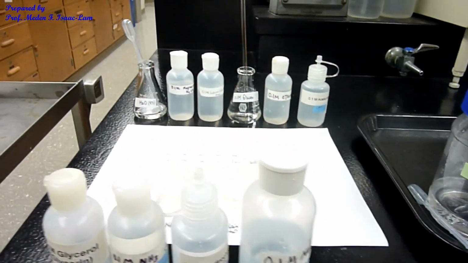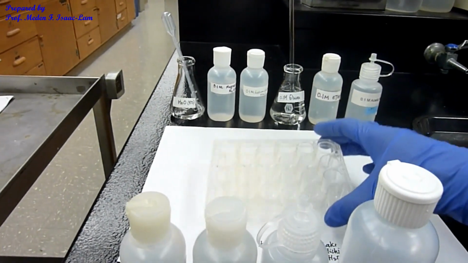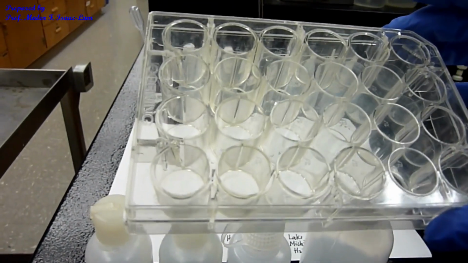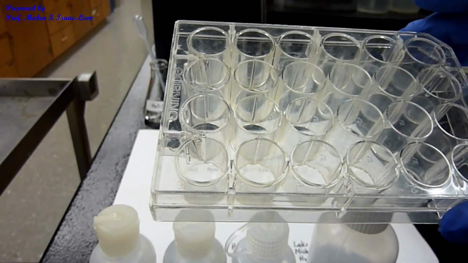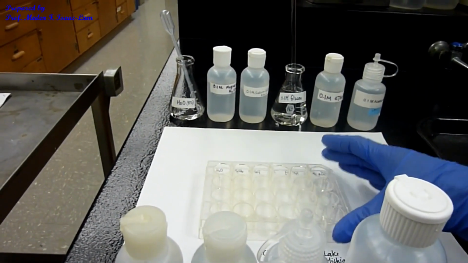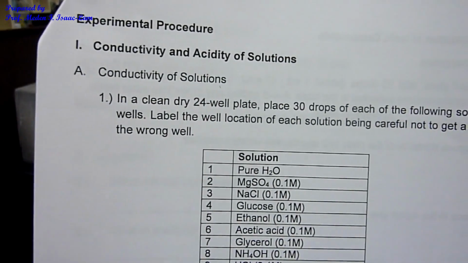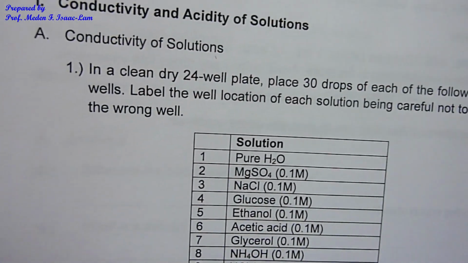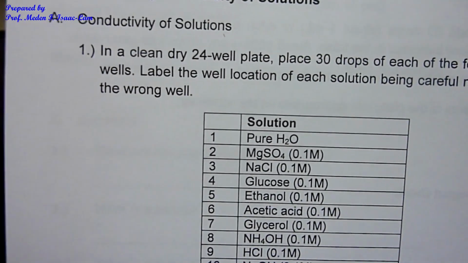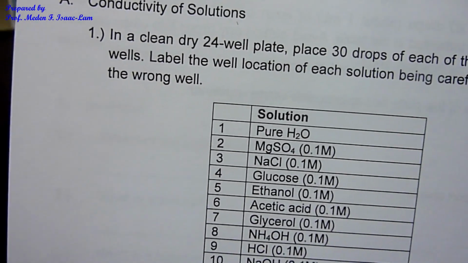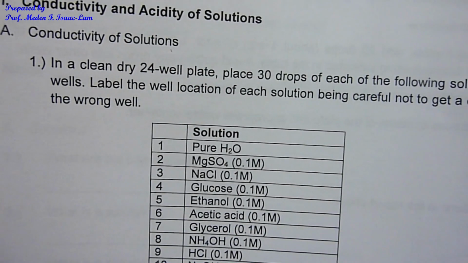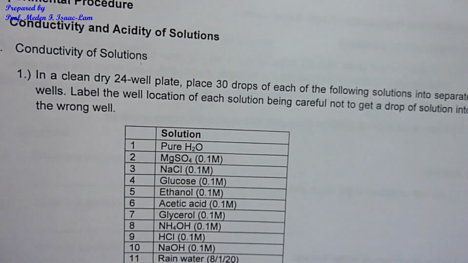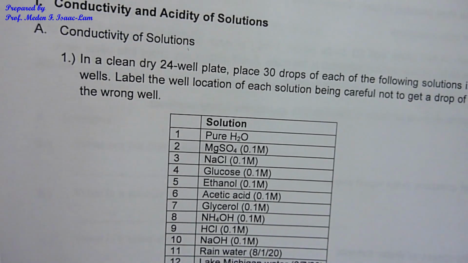So I have here the container, and this is a 24 well plate, and I'm gonna put 30 drops each of the samples, so I have 12 samples total. I'm now doing conductivity and acidity of solutions. That's part A, and I'm gonna do first A, which is conductivity of solutions. So I already put in a clean, dry 24 well plate 30 drops of each of the sample. I have 12 samples total.